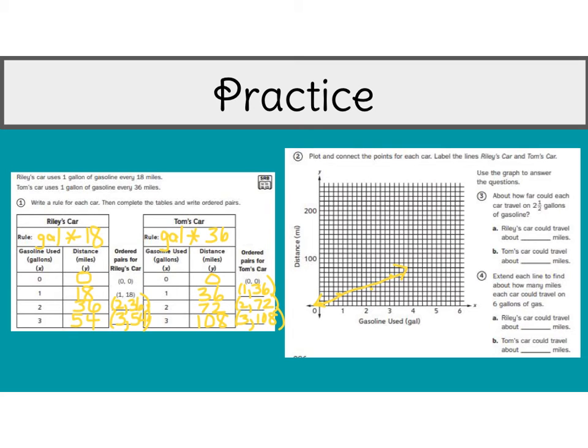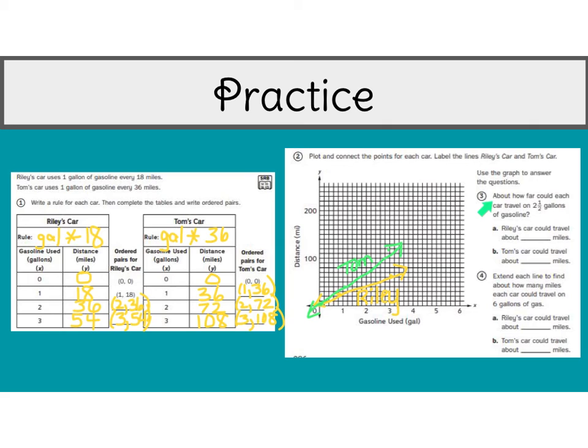Then the next thing I'm going to do is plot the information for Tom's car. All right, so if you take a look here, I put Tom in green. I went ahead and labeled his name for that particular line, and Riley here. So we can see that we have 2 data sets plotted on the same graph. Now we're going to take a look at the questions.